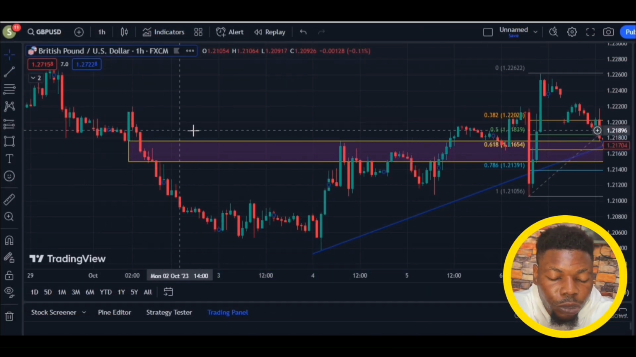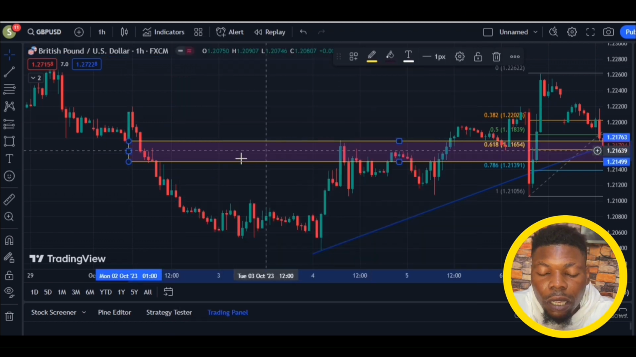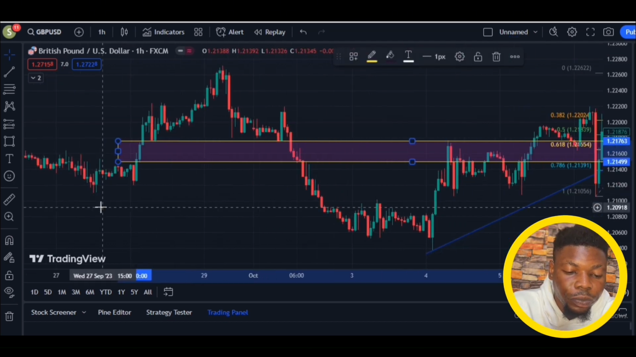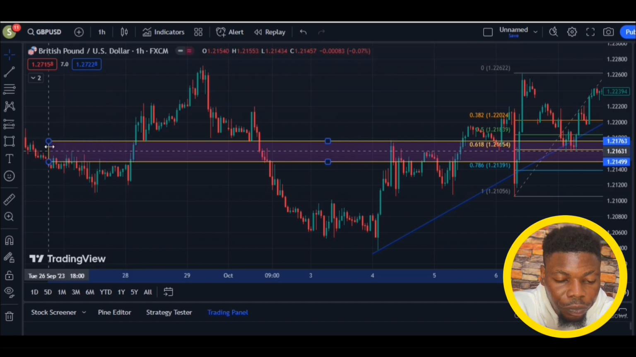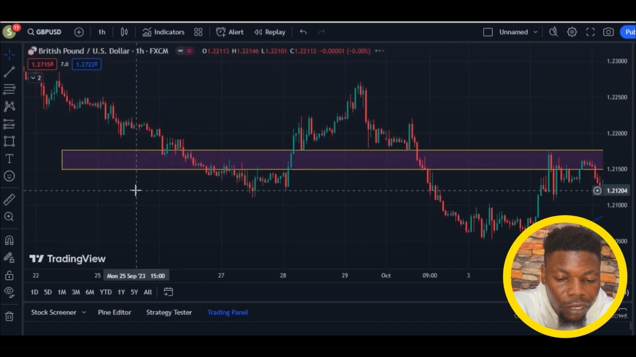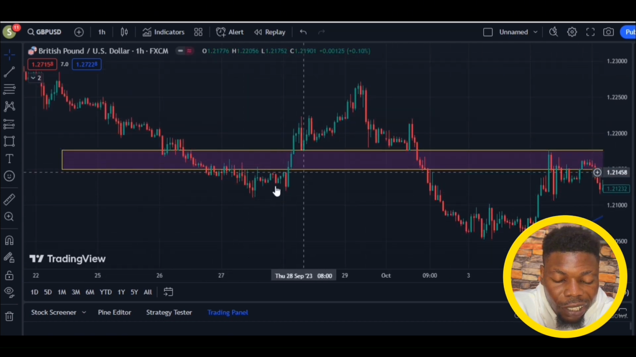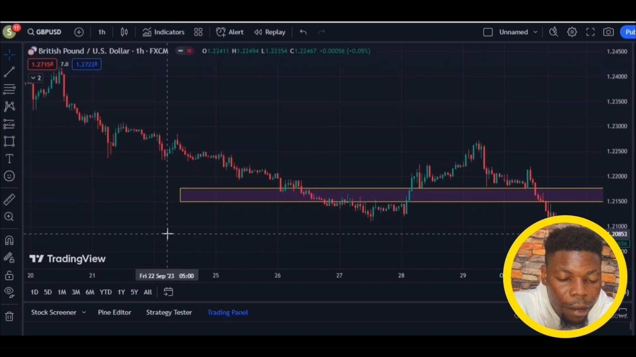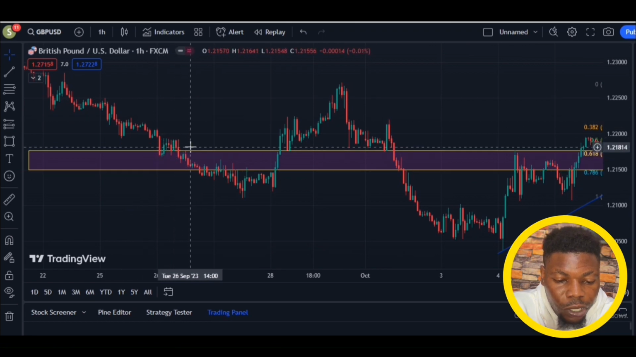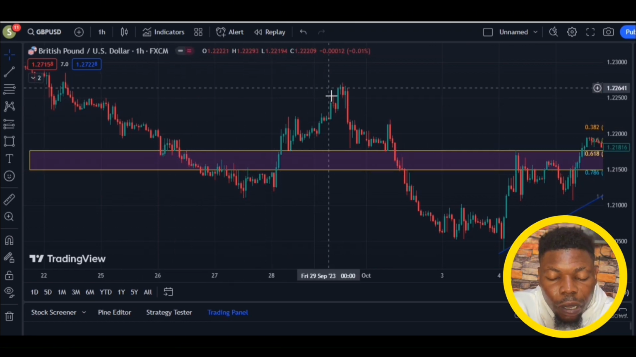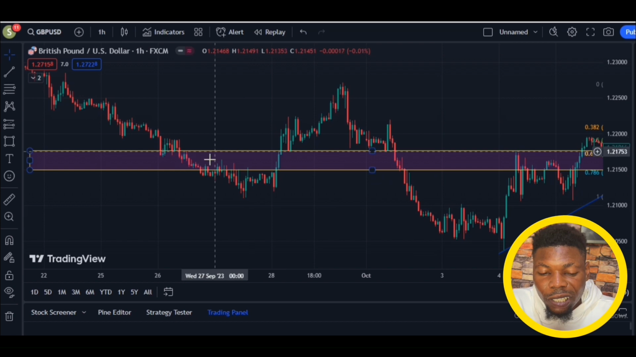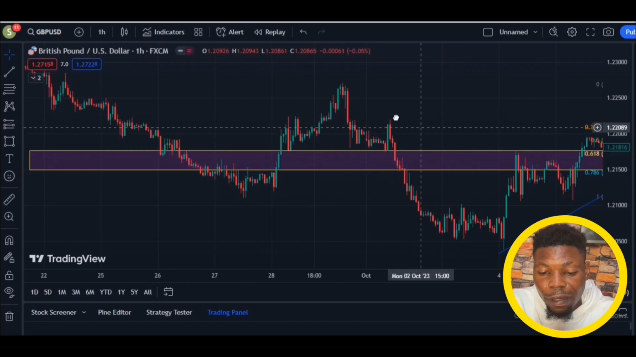So if we drag this one down, we can see that this is a major support and resistance zone. You can see what happened here. The market rejected it. The market bounced off here, broke it, had a rejection here, broke it back up, bounced off here. So all this reaction here is just showing that this is a major key level.